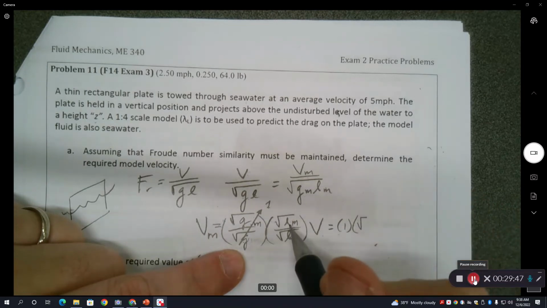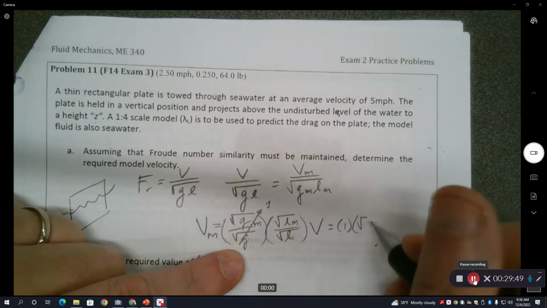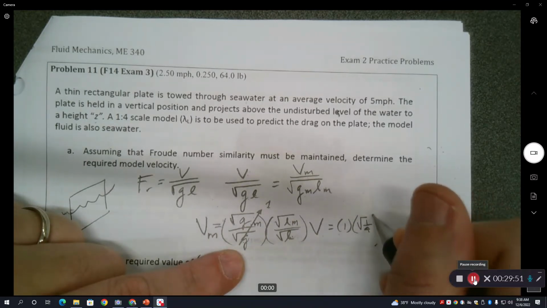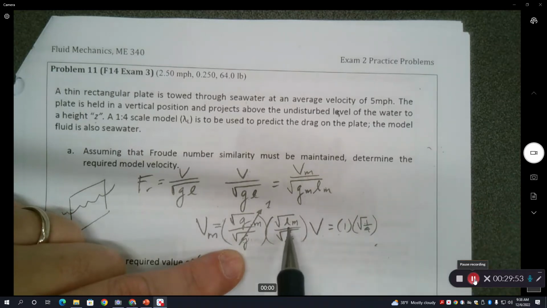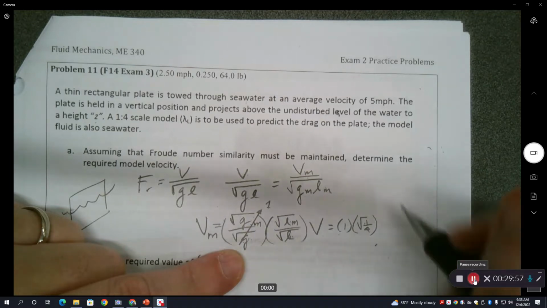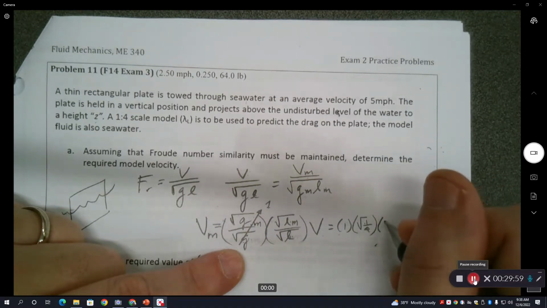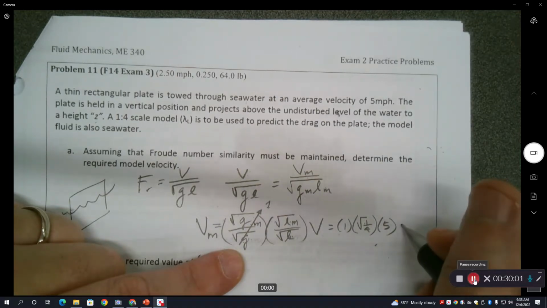But anyway, so this is going to be the square root of 1 over 4. This is the 4, right? This one's 4 times the size of that one, so it has to be on the bottom. And then this one is going to be times 5. And that would end up giving us 2.5 miles per hour.